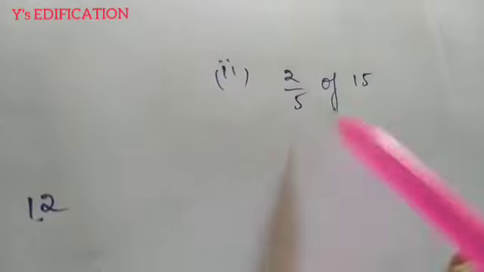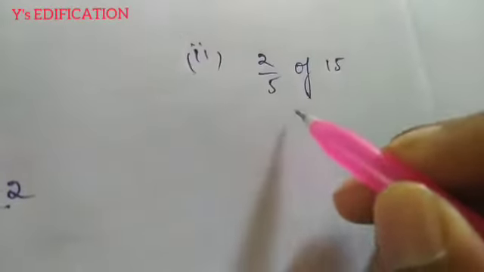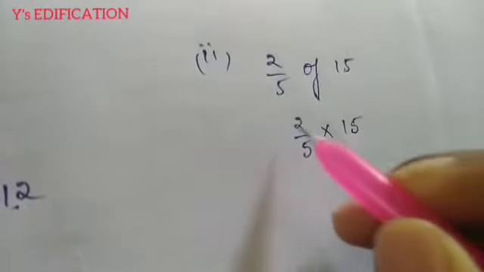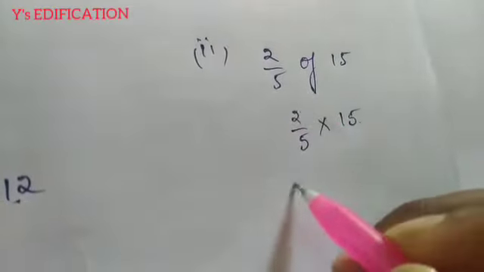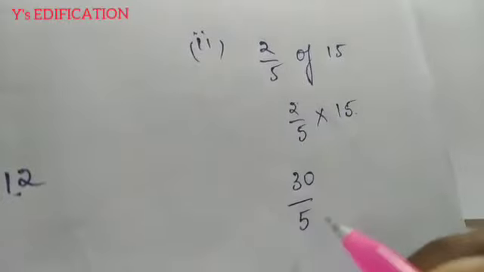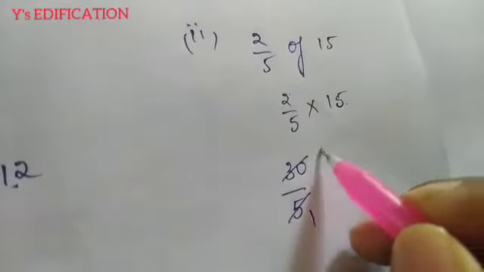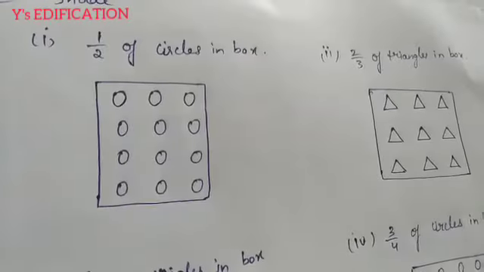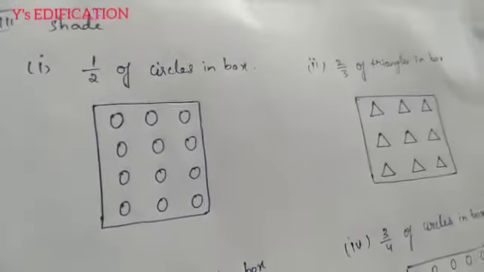Next one, 2 by 5 of 15. Simply 2 by 5 into 15. Okay. So 2 into 15 is 30 by 5. Cancel this, 5 into 1, 5 into 6. The answer is 6. That's it. Okay, coming to the next one.